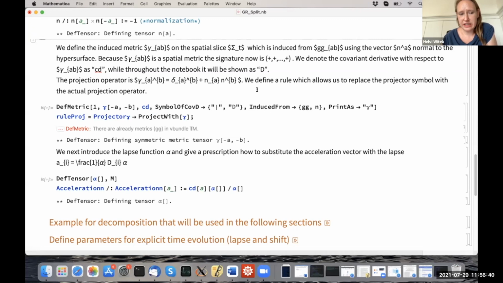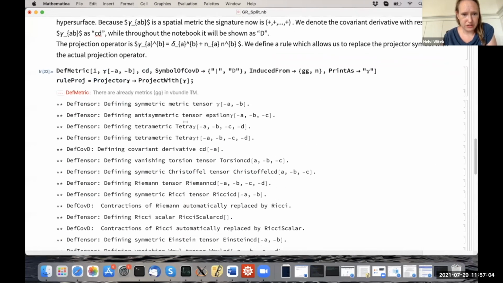And I also tell in the definition that this metric is actually an induced metric from the 4 metric G and the normal vector N. And this is how we project it. And then I just have a rule here where I say, instead of using just a symbol for the projector, actually replace this symbol with the 3 metric when I do the computation. Good. So we have all of this here.